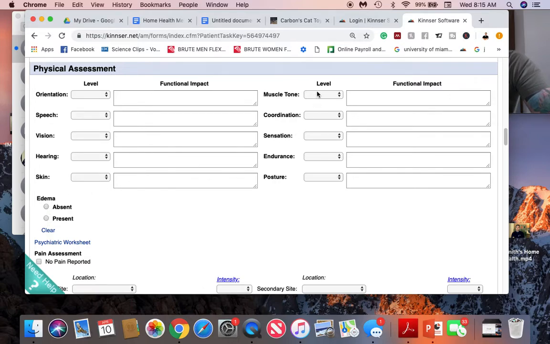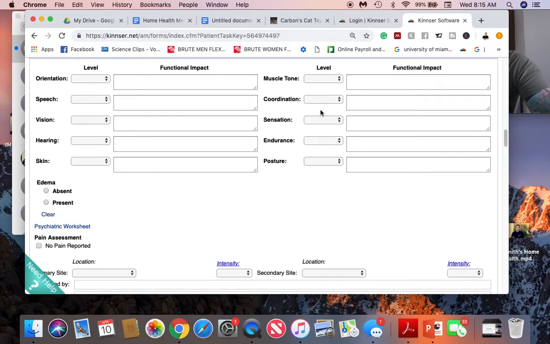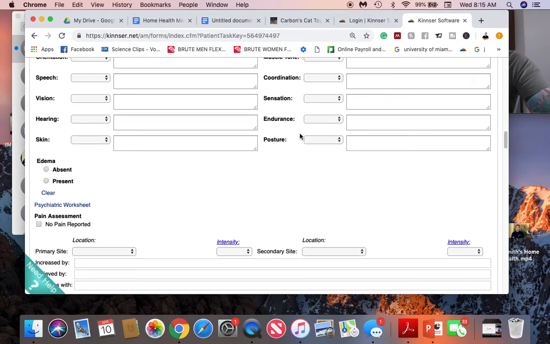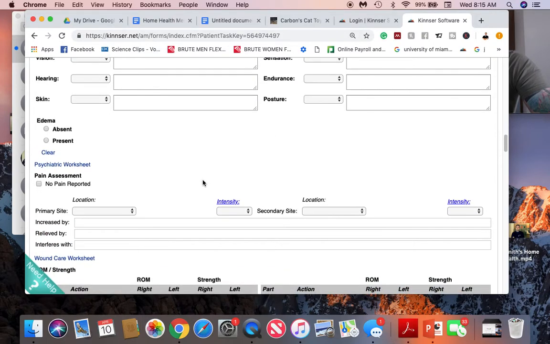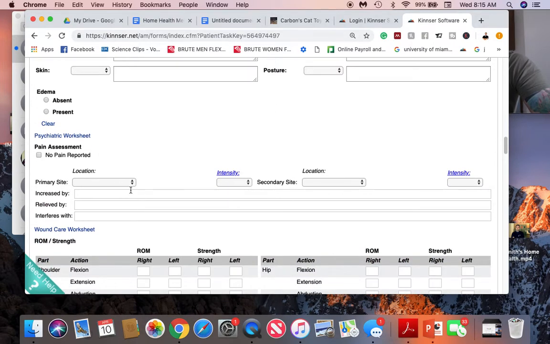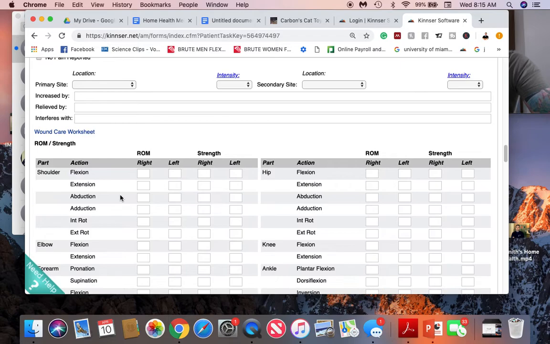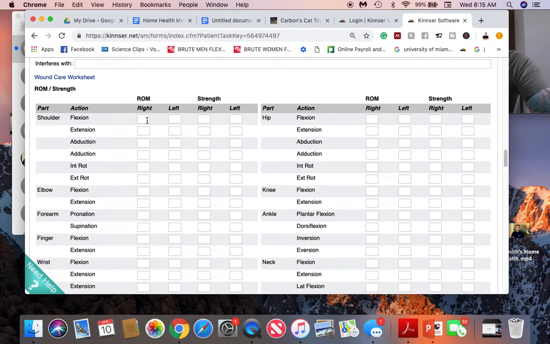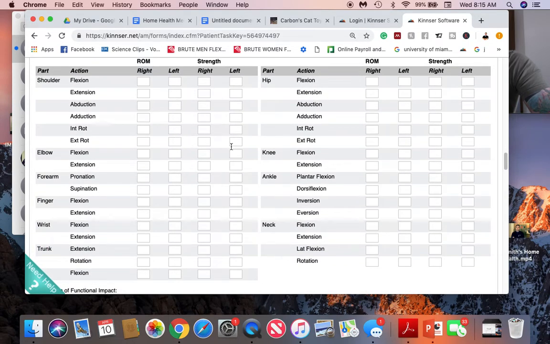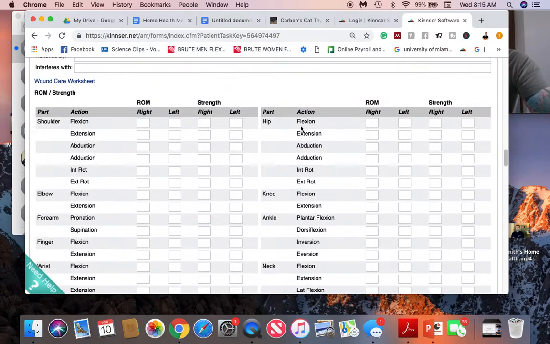Then you're going to look at muscle tone, coordination, and again, you can check these or you can write in everything you're finding over here. It's really up to you. I usually do both, but for this video, I'm just going to be very fast on it. Sensation, if they have peripheral neuropathy, I usually put PN right here. Endurance, posture, they have pain, the location, the intensity, what makes it worse, better, interferes with. Here we can go through all the ROM, the measurements for whatever body part you're doing, or you can do all of it as well as the strength.